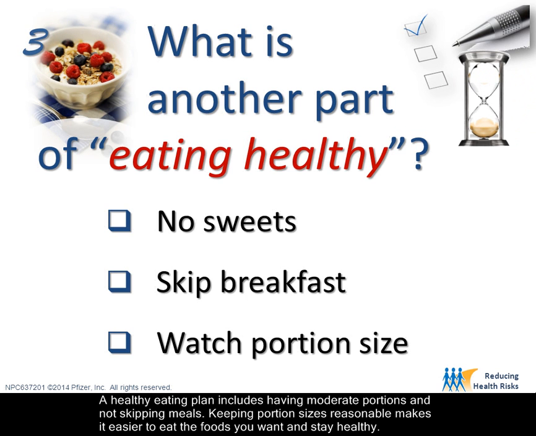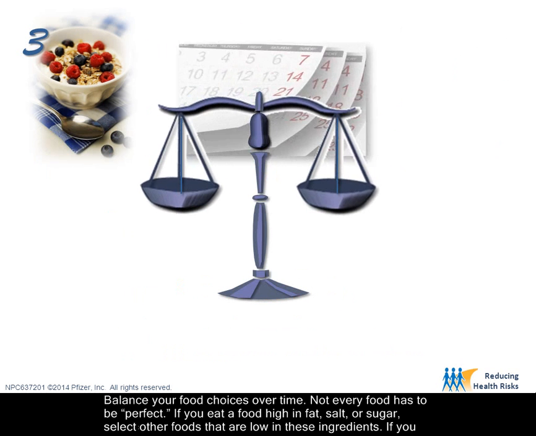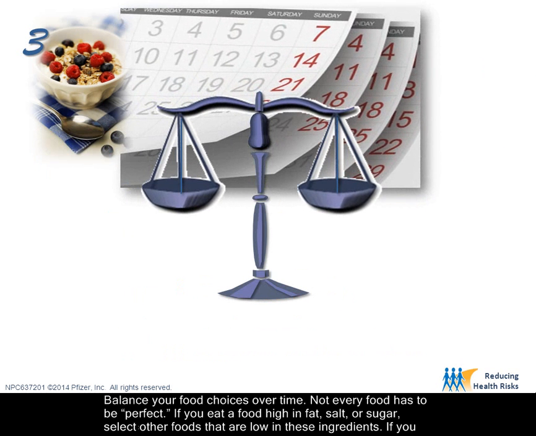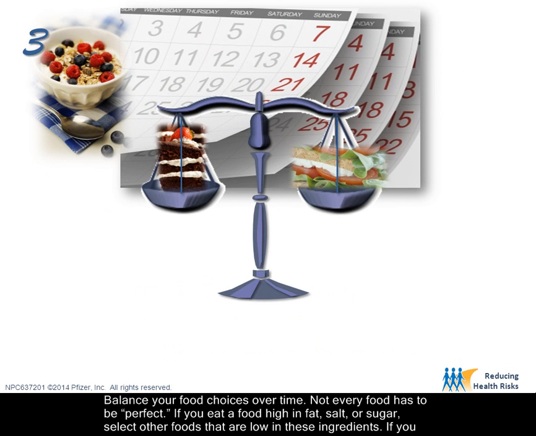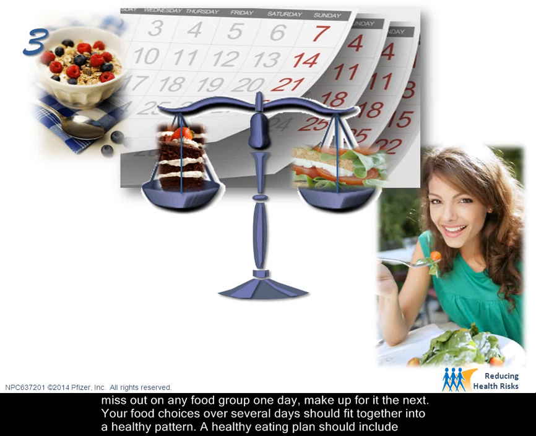A healthy eating plan includes having moderate portions and not skipping meals. Keeping portion sizes reasonable makes it easier to eat the foods you want and stay healthy. Balance your food choices over time. Not every food has to be perfect. If you eat a food high in fat, salt, or sugar, select other foods that are low in these ingredients. If you miss out on any food group one day, make up for it the next. Your food choices over several days should fit together into a healthy pattern.